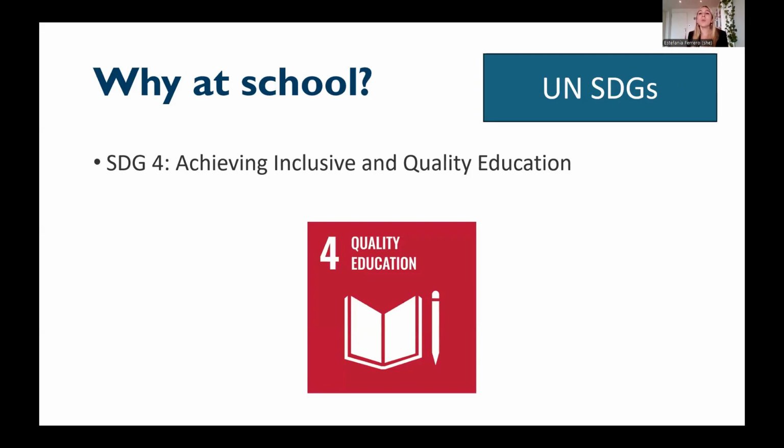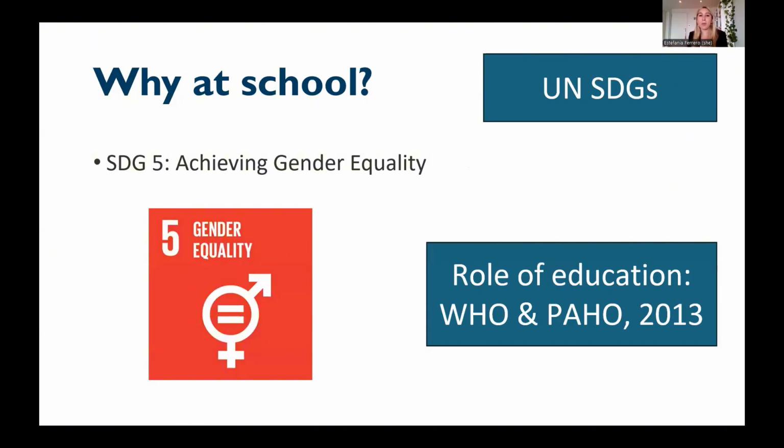Now, why at school, right? Well, this has to do with achieving one of the Sustainable Development Goals, number 4, inclusive and quality education, as well as goal number 5, achieving gender equality, right? Equity will be deeply connected. And according to the WHO and PAHO, the role of education is fundamental in starting to plant these seeds in order to achieve such important goals.